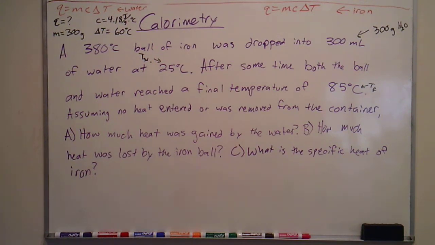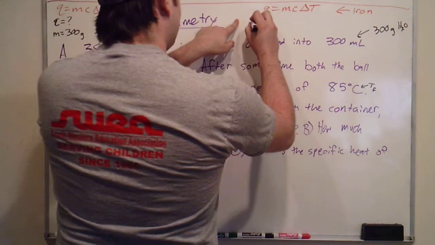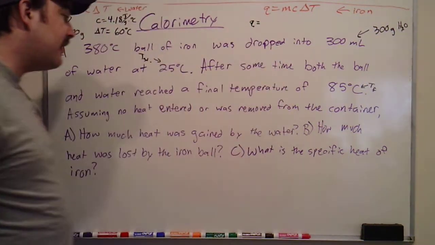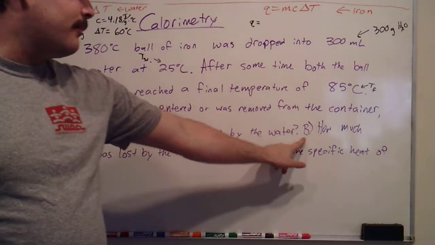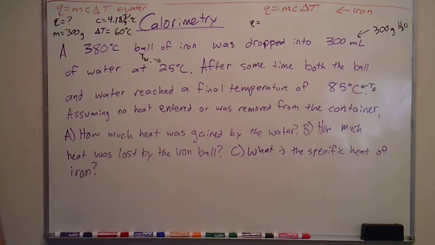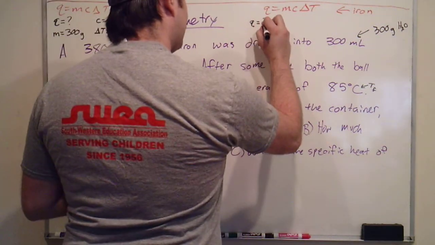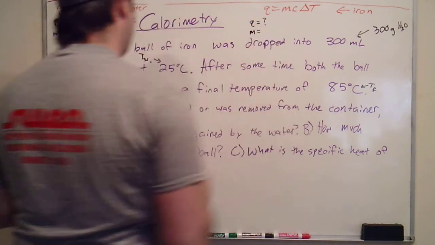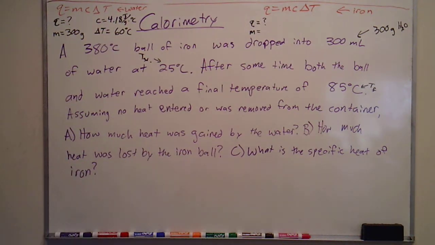So let's go ahead and look at the iron ball. Okay? According to this problem, okay, part B says how much heat was lost by the iron. So technically, we don't know that. Not yet. Okay. The mass of the iron ball. Okay. Technically, this one's on me. I should have written it in the problem. So I'm gonna kind of put that up there.